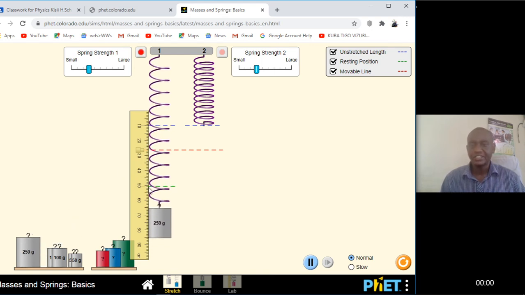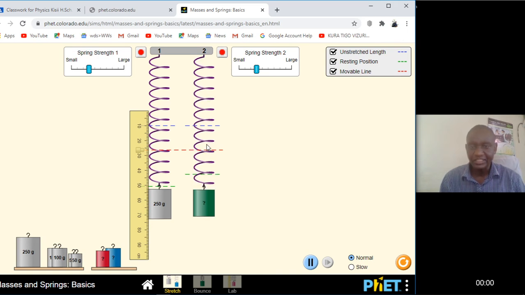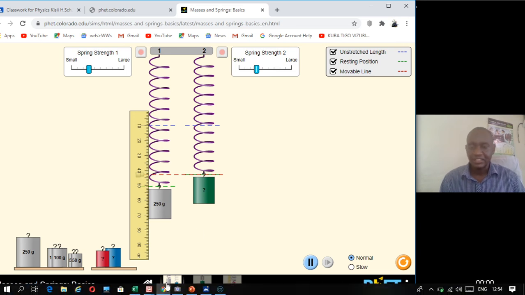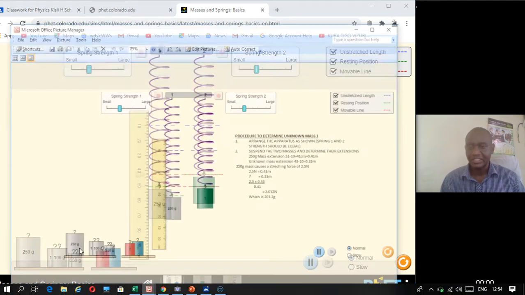250 grams, hang it there, get the extension. Take also the unknown mass, hang it there, get the extension. So this one, you can measure it. You only bring this line here to be in line so that you can read the extension of the meter rule. Get the extension for this one and the extension for that. And this is what we were able to get in that case.